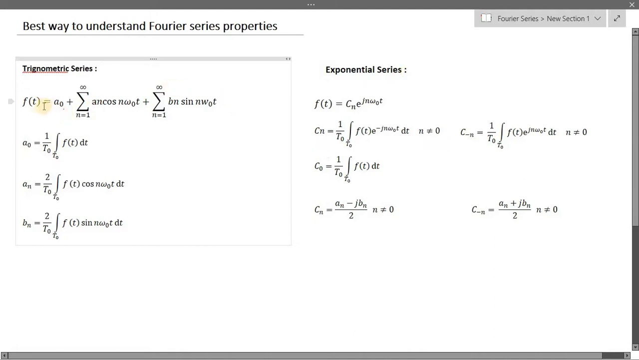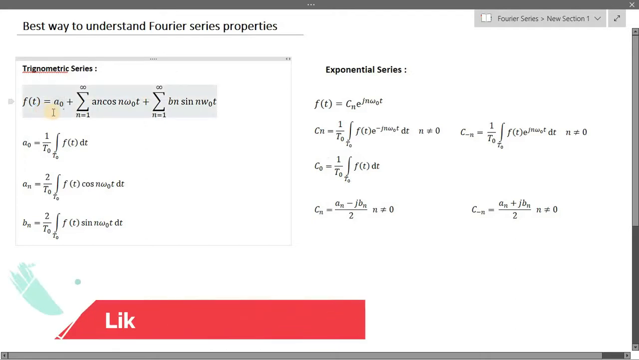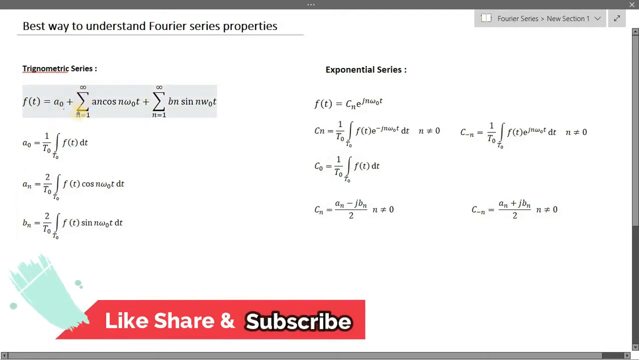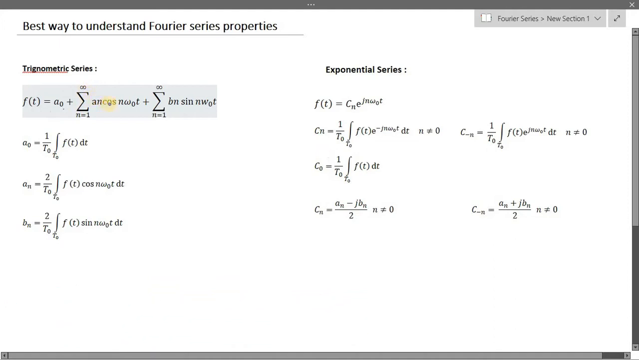Because if you see the equation of f of t in trigonometric series, you will get f of t equals a0 plus summation n equals 1 to infinity a n cos n omega naught t plus summation n runs from 1 to infinity b n sin n omega naught t. So here you can see there are three Fourier constants a0, an, bn, and these are the formulas that you have to use for a0, an, and bn respectively.